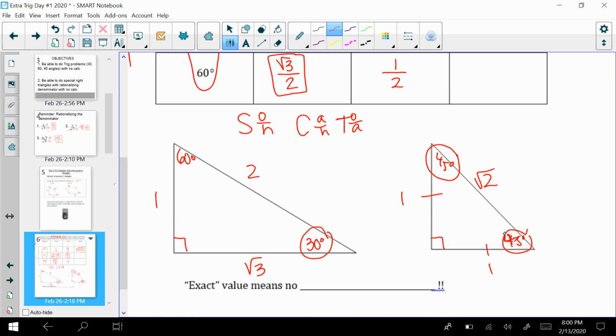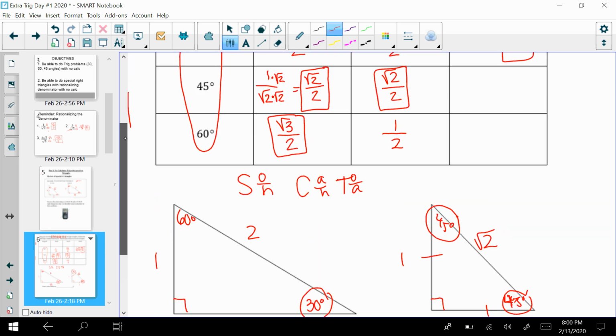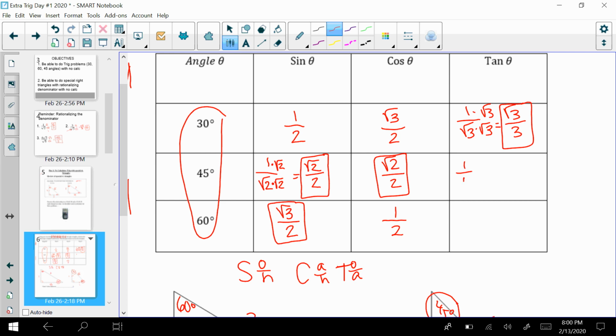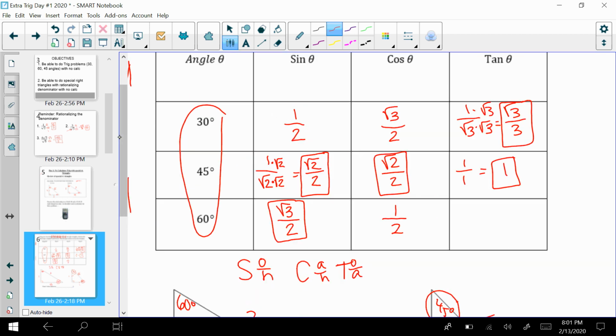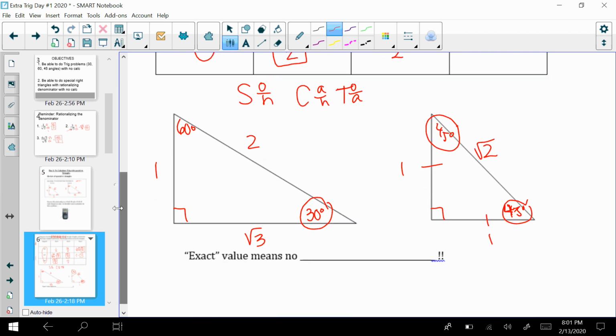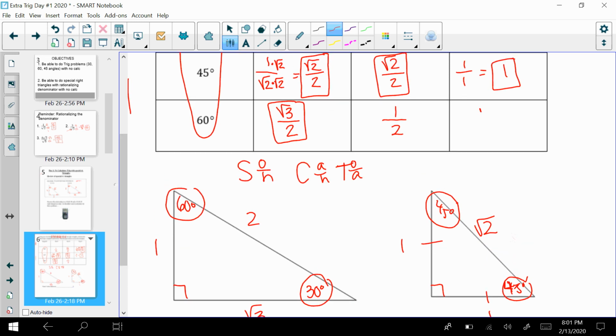Tangent of 45 is opposite over adjacent. Looks like it's 1 over 1, which is just 1. Tangent, remember, is not a cofunction with sine and cosine, so it kind of does its own funky thing. And the last thing is tangent of 60 degrees. That's over here, opposite over adjacent. It looks like it's going to be radical 3 over 1, which is just radical 3.